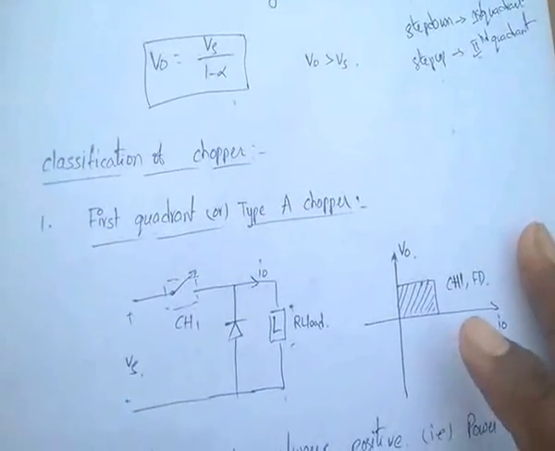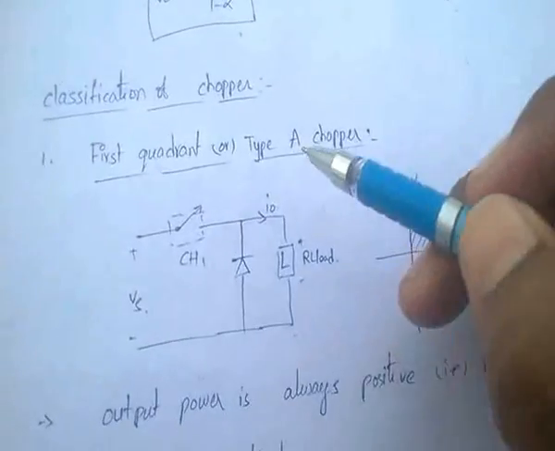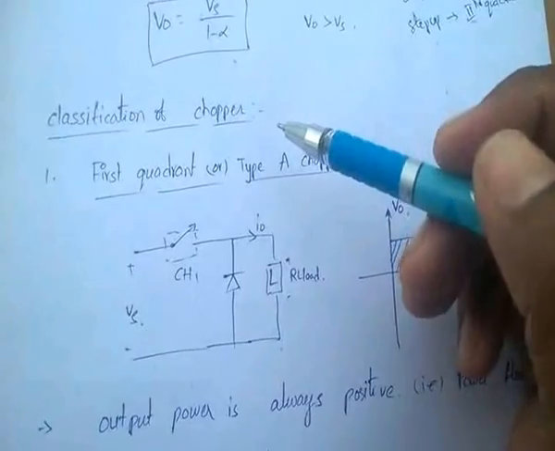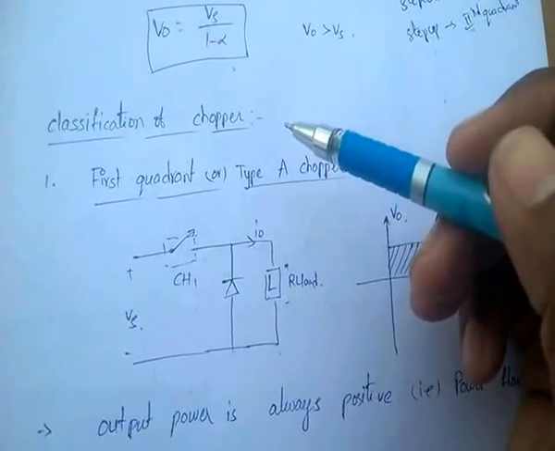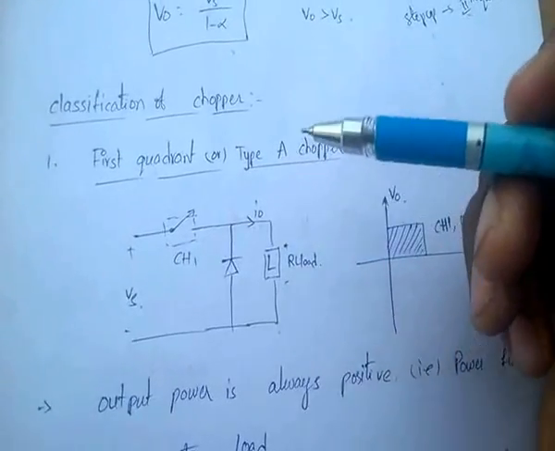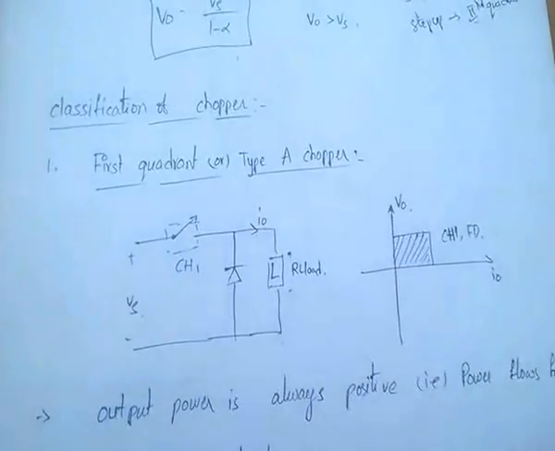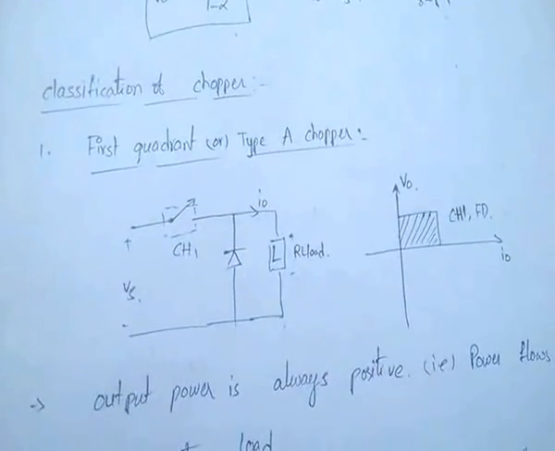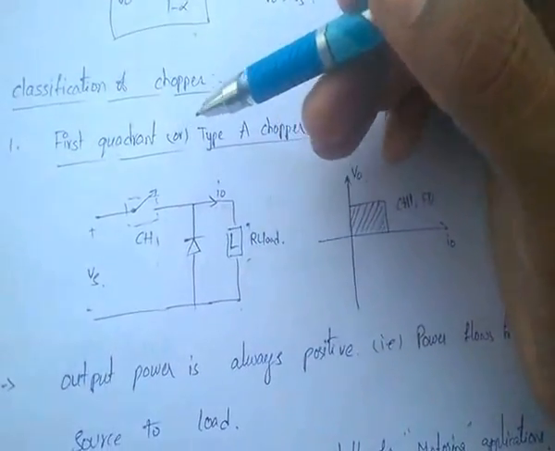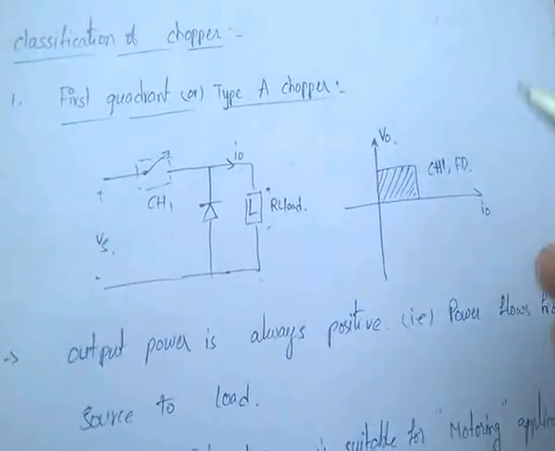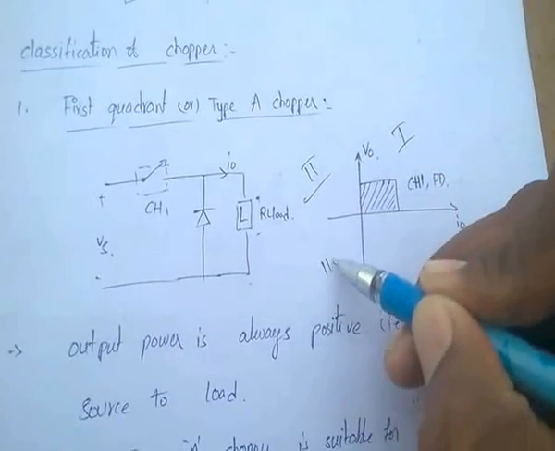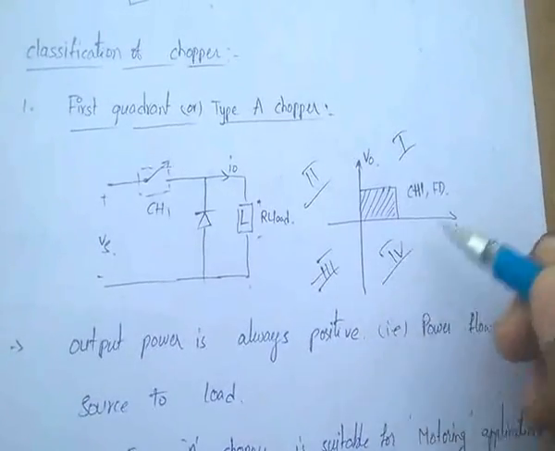Classification of chopper. Coming to the classification of choppers, there are mainly type A, type B, two quadrant type A and two quadrant type B. That means first quadrant, second quadrant, and two quadrant, and then type E chopper. Coming to the first chopper, first quadrant or type A chopper. This is the first quadrant, this is the second quadrant, this is the third quadrant, this is the fourth quadrant.